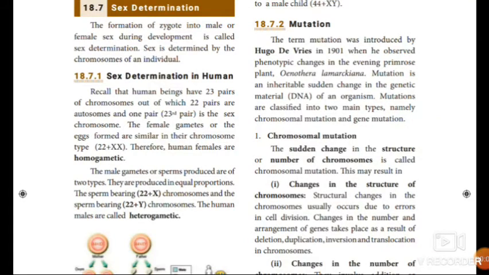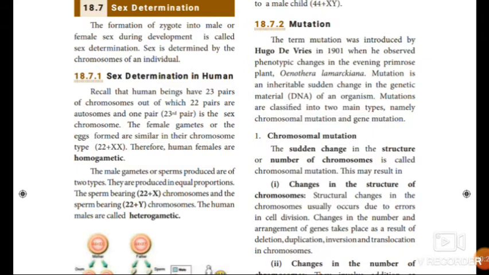Today in class we are going to discuss mutation. Mutation was first introduced by the scientist Hugo de Vries. He is one of the important scientists regarding mutation. In the year 1901, he observed phenotypic changes in the evening primrose plant. The evening primrose is the common name of Oenothera lamarckiana. It is one of the important plants, so he carried out his research on this plant.